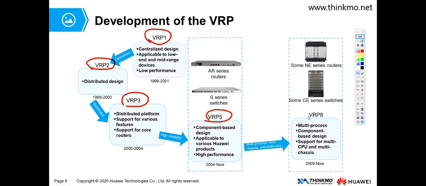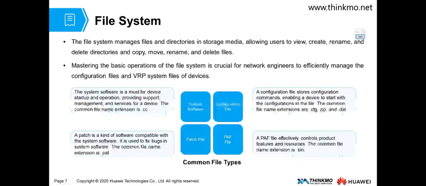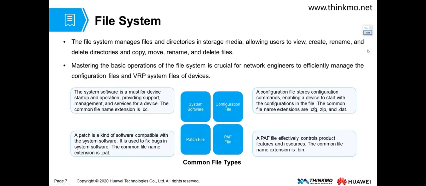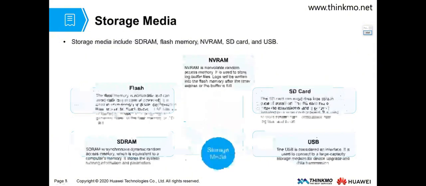It also has an upgrade, which is our VRP8 with multi-process capabilities, and it is designed based on various components to support multiple CPUs and multiple chassis. During this process, there is a file system that allows users to view, create, rename, delete directories, as well as copy, move, and rename files. Delete files, so through which storage media can we perform a series of storage operations on it.